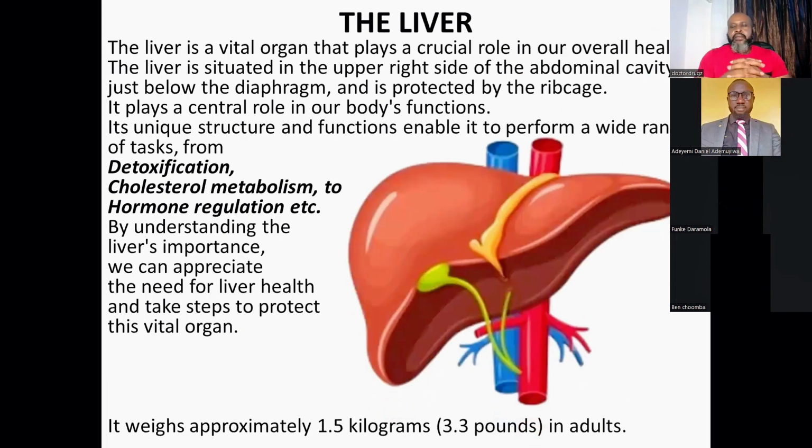So, the liver, look at this magnificent organ. The liver is a vital organ that plays a crucial role in our overall health and is situated in the upper right side of the abdominal cavity, just below the diaphragm. We'll find out why some people have certain symptoms towards that right side, also up the right shoulder as well. It's already obvious, because the liver is situated somewhere around that area anatomically.